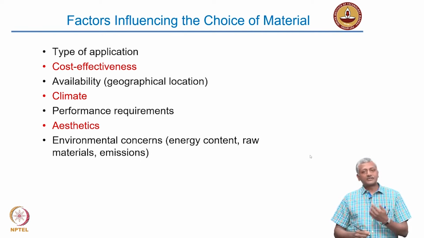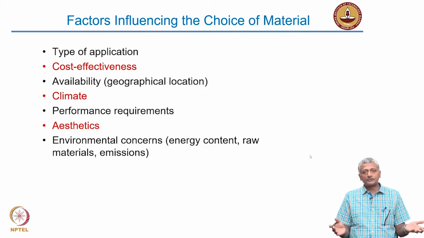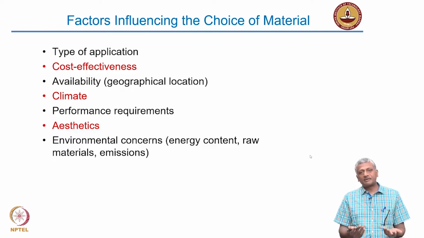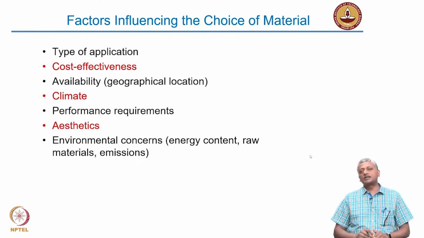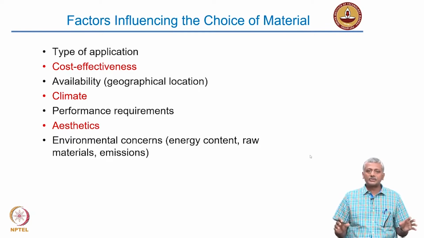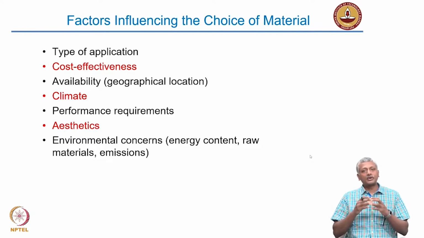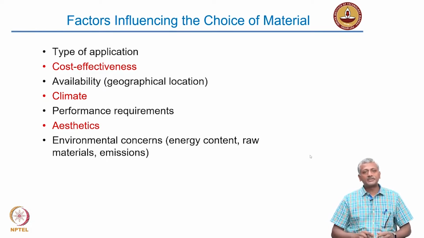The cost effectiveness obviously is important because, given a range of materials to choose from, one of the factors that will affect your choice will obviously be the cost effectiveness. How inexpensive is the material to use, and at the same time, for a given cost, what is the performance it can give me. So, that is what the approach should be. Rather than looking at the initial cost of the materials, look at, for a given cost, how much performance can I expect from this material.